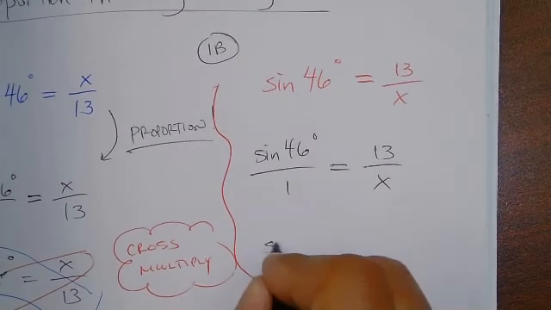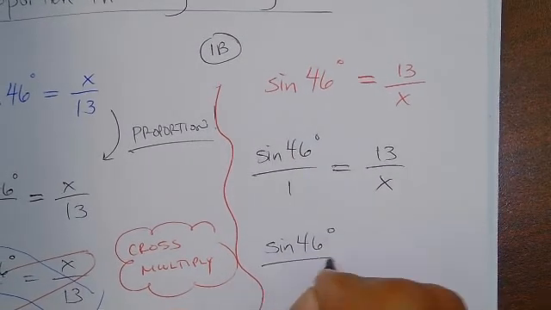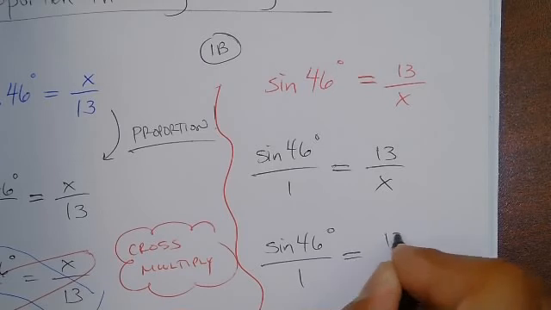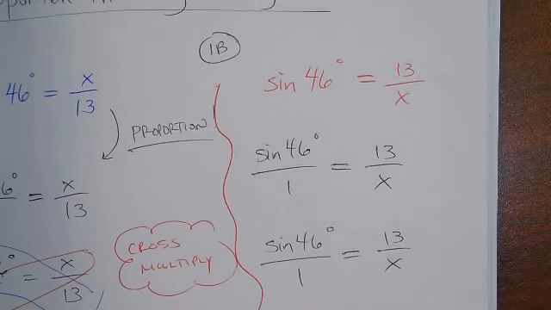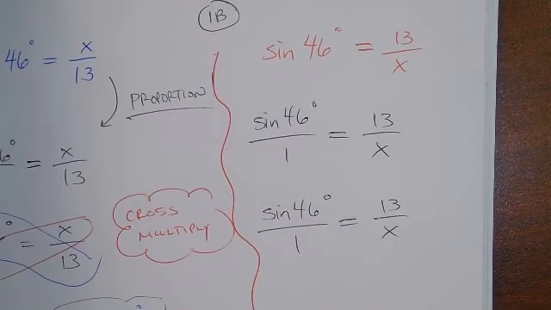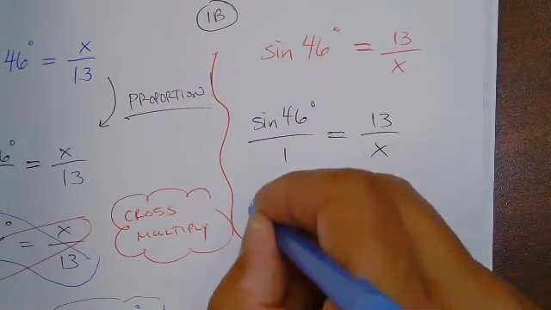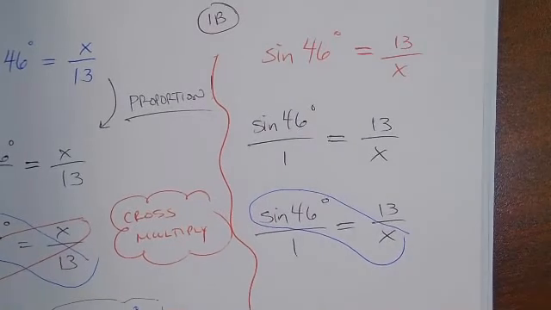I wrote it as a proportion. I put a 1 under there so you can see that. And now you're going to cross multiply, right? So I'm just going to write it over again so it could not be all sloppy and busy in one spot.